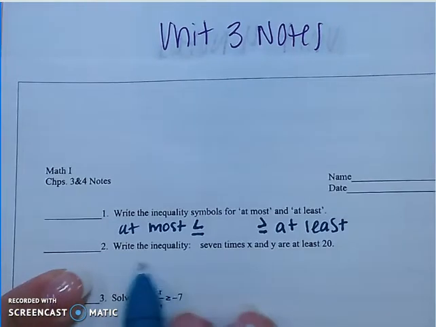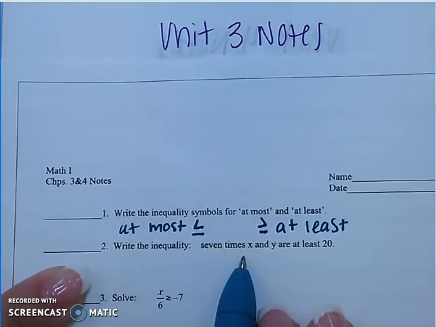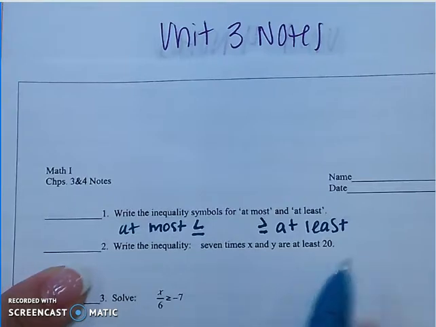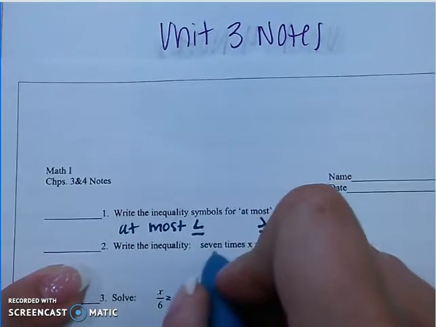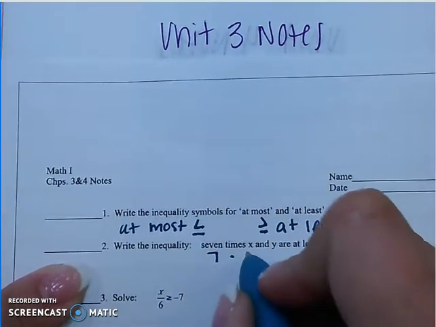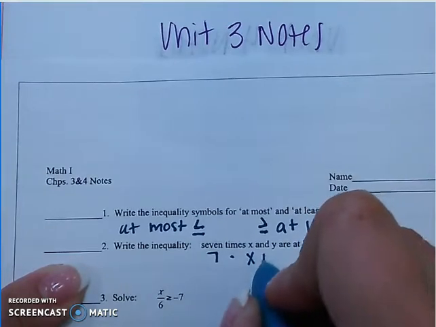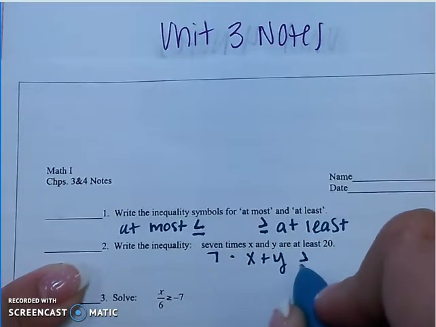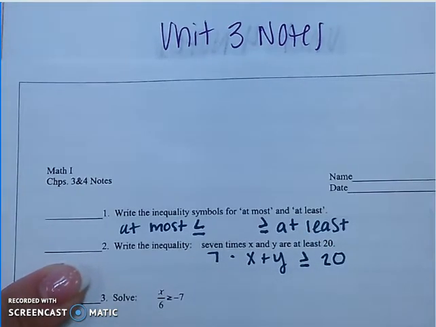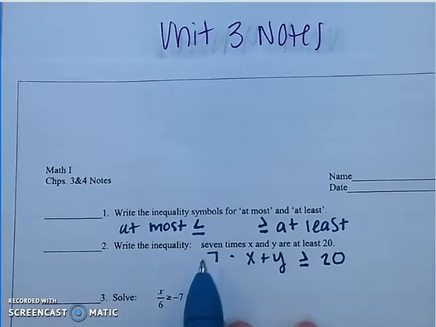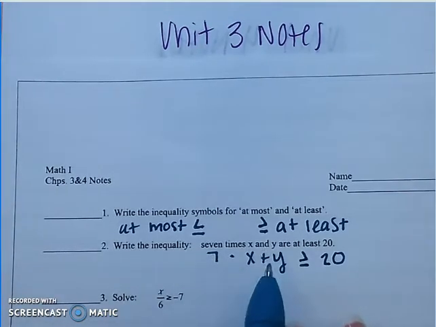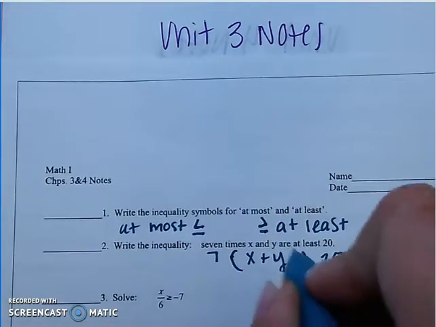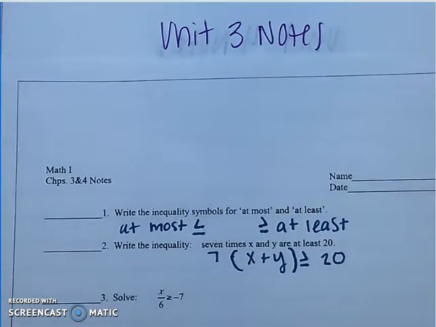Number 2 says write the inequality 7 times x and y are at least 20. So I know there's a 7, there's multiplying of x, and means addition, y. Our symbol for at least is greater than or equal to 20. The only catch here is that if we're multiplying something that's being added, we are going to put that in parentheses. So 7 times whatever this is at least 20.